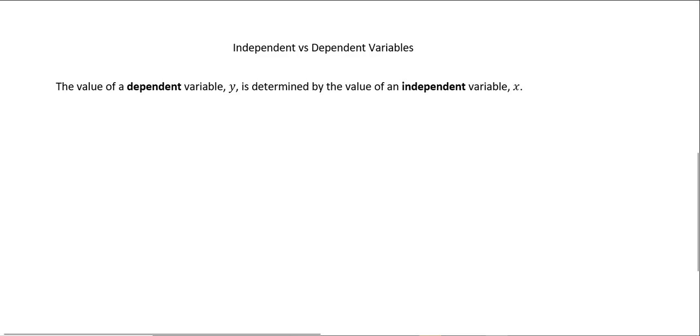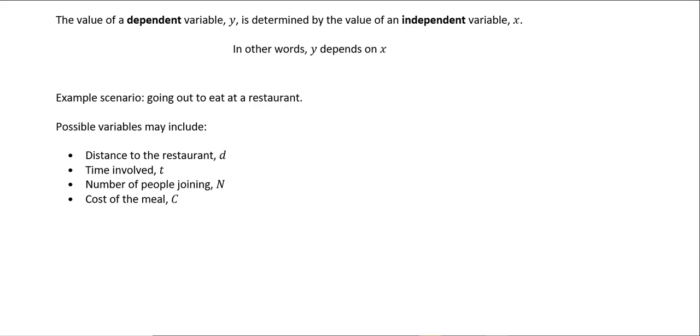To help us make more sense of this definition, let's return to our scenario of going out to a restaurant and all the variables we created for that scenario. Let's consider two variables on this list. And what we're going to do is decide which one is the dependent and which one's the independent. So let's take the very first two, D and T, distance to the restaurant versus time involved.